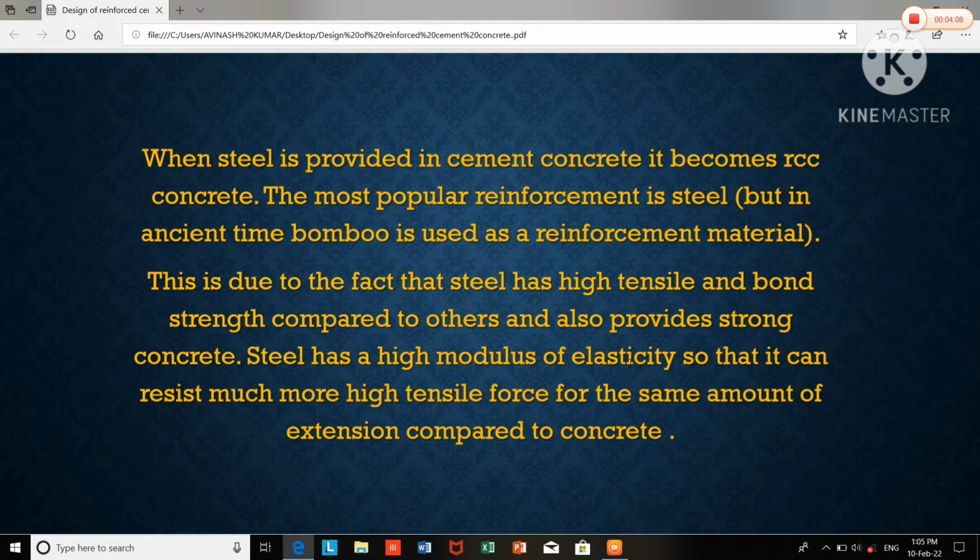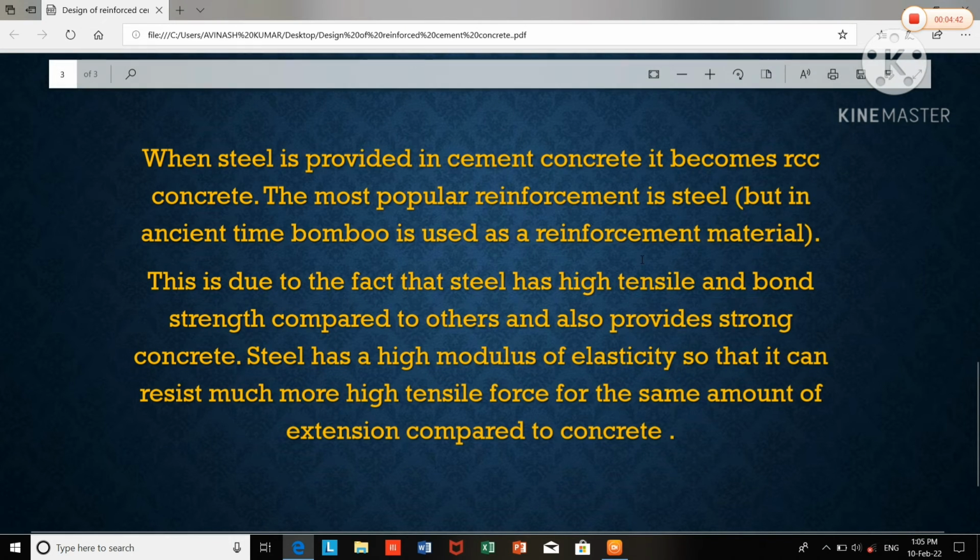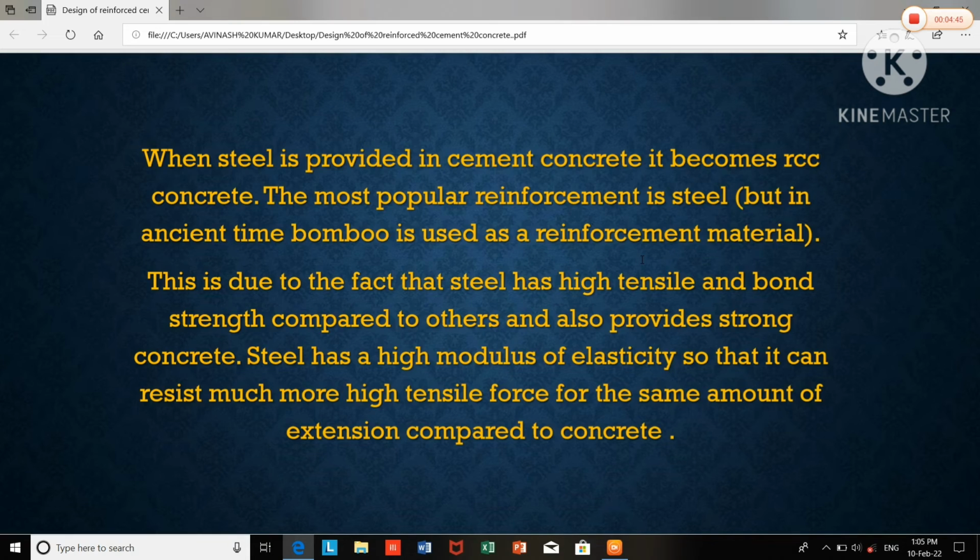Bamboo was used as a reinforcement material in ancient time, because bamboo is placed in concrete, but it is very difficult to place in concrete as compared to steel. But mostly people used steel as a reinforcement material.